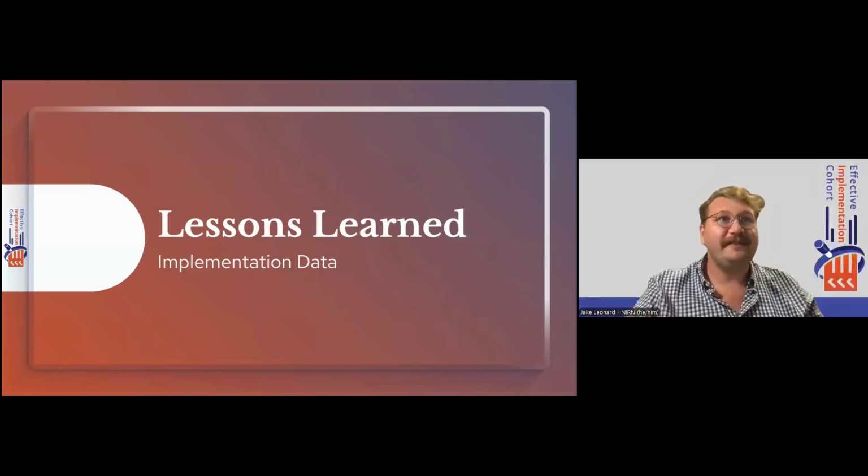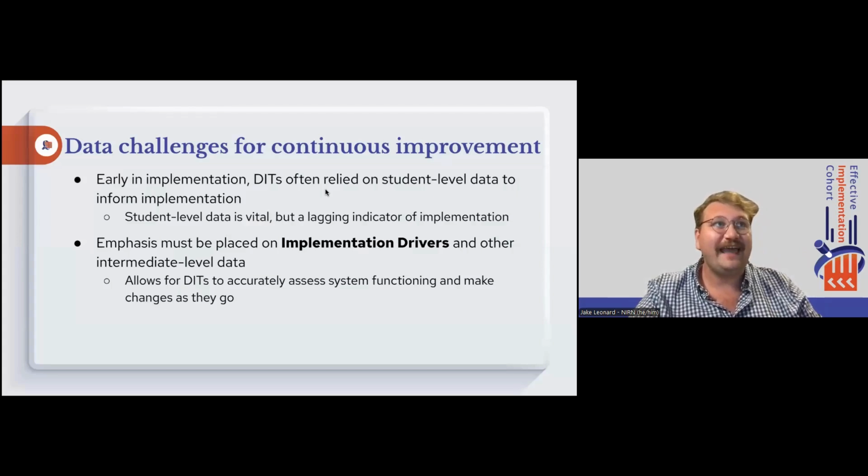So, when we were thinking about implementation data and lessons learned for the EIC, we really found it helpful to differentiate data use into two general buckets. Data for continuous improvement efforts, and also some of those data challenges that limited the scope of our more generalizable learnings about implementation, what strategies work for whom and in what context, and that sort of thing. So we'll start with a quick recap of some of the data challenges we encountered and observed for continuous improvement efforts.